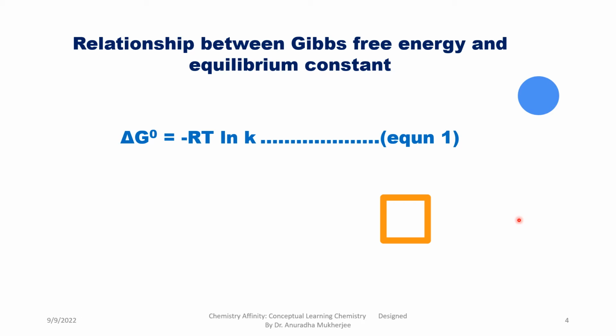Now, what is the relationship between the Gibbs free energy and the equilibrium constant? This is the equation: delta G0 equal to minus RT ln K. K is the equilibrium constant, R is a constant, and T is the temperature, which is expressed in Kelvin.